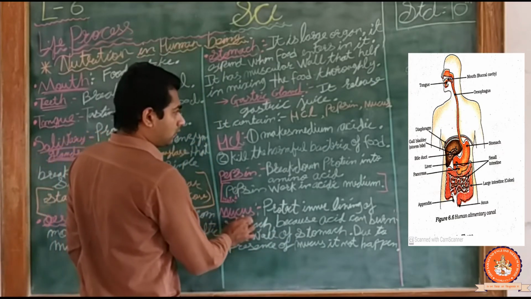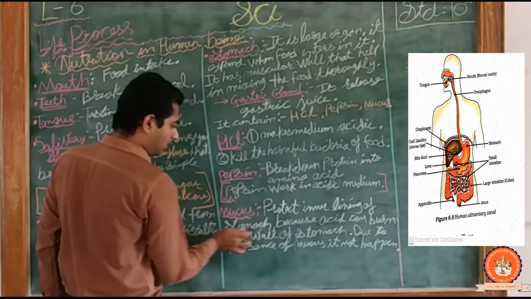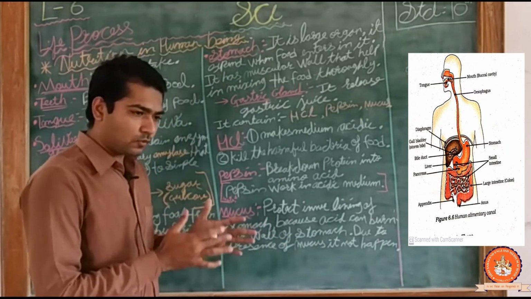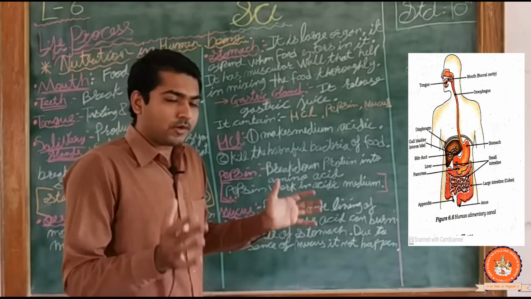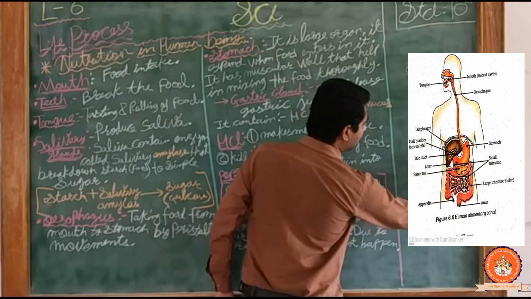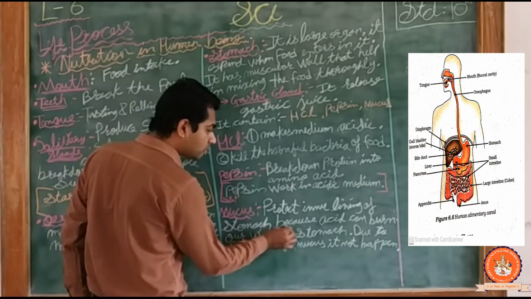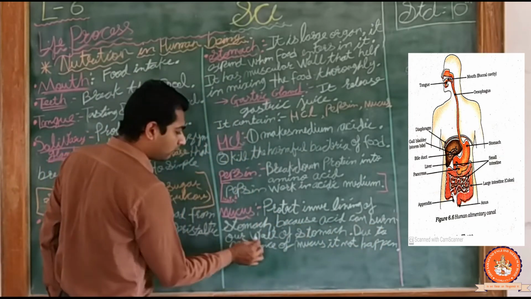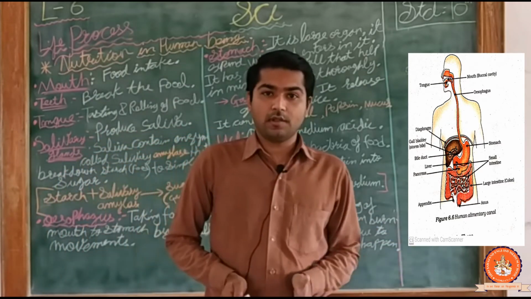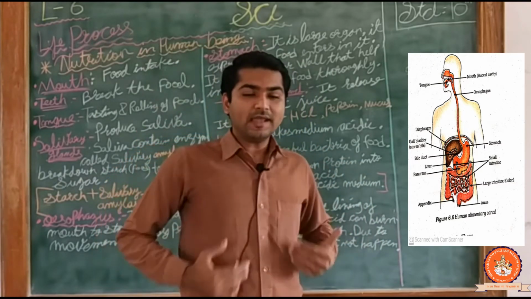Now mucus, which is in the gastric gland. So mucus protects the inner lining of the stomach. Let's first understand this line: mucus protects means it protects the inner lining of the stomach. This is my stomach, this is the inner lining. It protects the inner lining. Why does it protect? Let's read further. Because acid can burn the wall of our stomach. Yes, acid, which is HCl, can burn your inner wall.